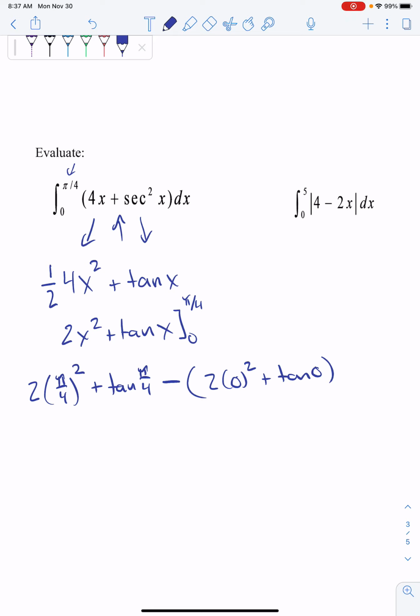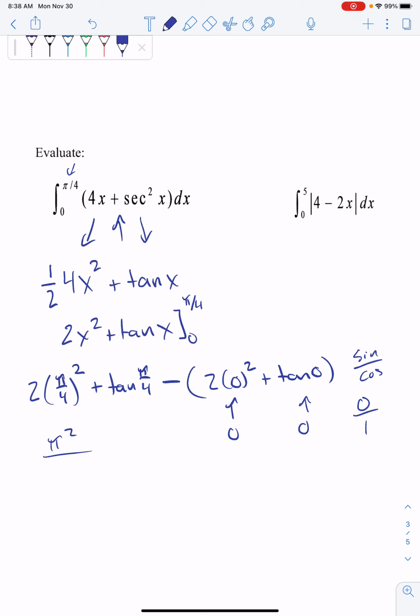So as I start to simplify this, 2 times 0 squared, that's just 0. My tangent at 0, remember tangent is sine over cosine. And so my sine at 0 over my cosine, it does exist because my sine is 0 and my cosine is 1. So 0 over 1 is 0, so tangent of 0 is 0, so that all just cancels out. Which means on this side, I end up with pi squared on top.